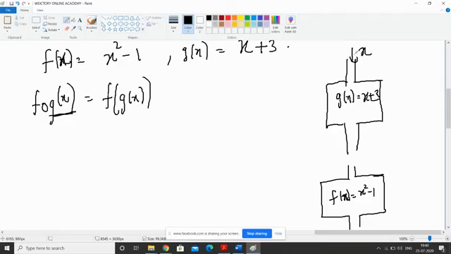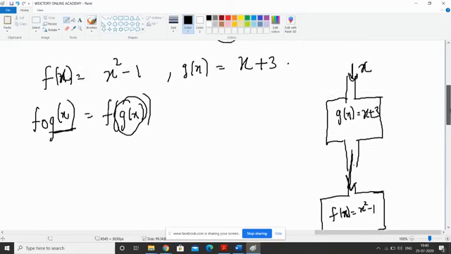Okay, so what does it mean? fog(x) means you give first input to g(x), and whatever the output of g(x), it goes to f(x) as input. So output of g(x) becomes input of f(x), right? So that's what it means here. g(x), which is the y value, is acting as an x value for f(x). That's what composition of function means.